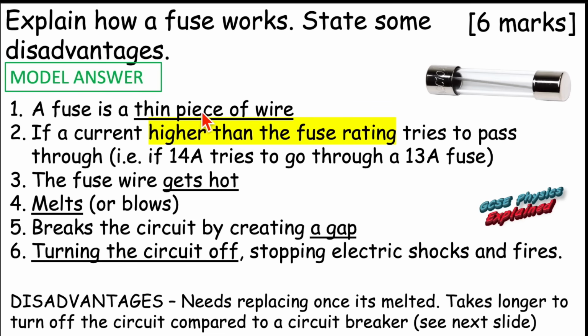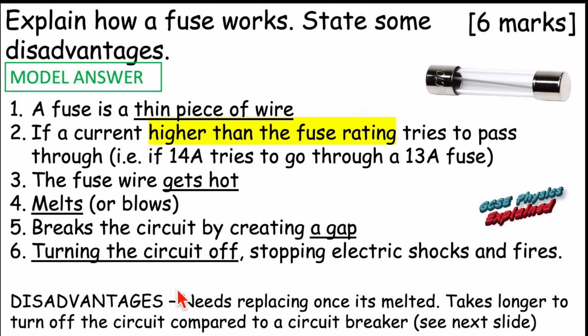So a fuse is a thin piece of wire inside the glass cartridge, and it's got metal connectors on either end. So tell the examiner that the fuse is a thin piece of wire. If a current higher than the fuse rating tries to pass through, so if 14 amps tried to go through a 13 amp fuse, the fuse would get hot, it melts or blows, don't say it blows up, it breaks the circuit by creating a gap, and that would turn the circuit off, which would stop electric shocks and fires. So you'll get your 6 marks for saying that.